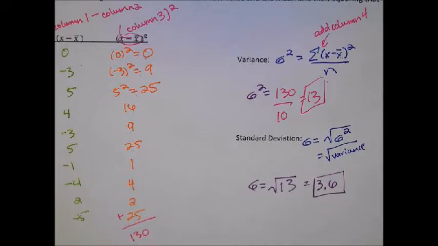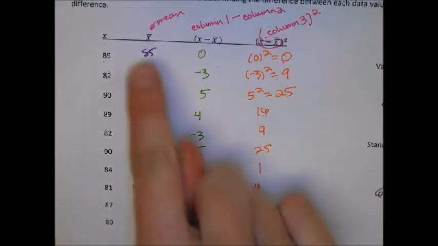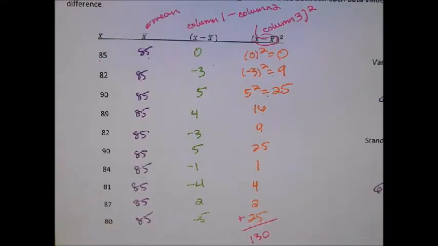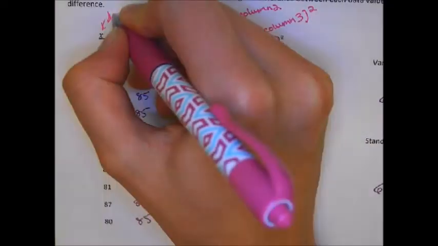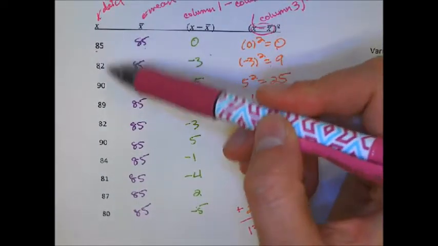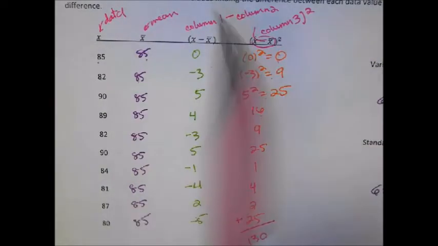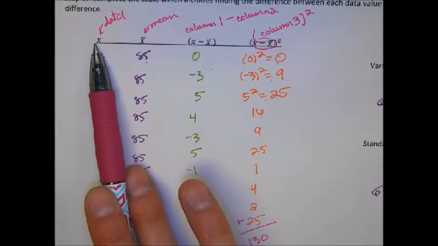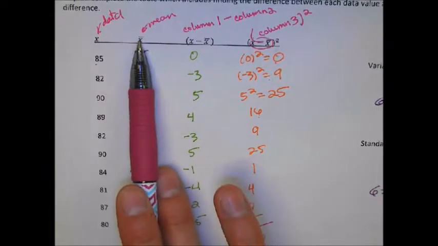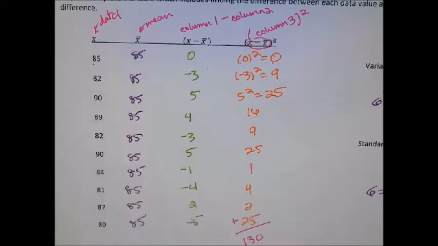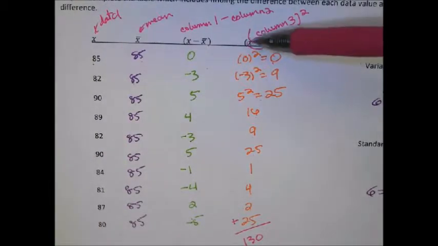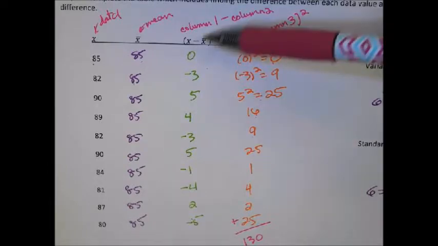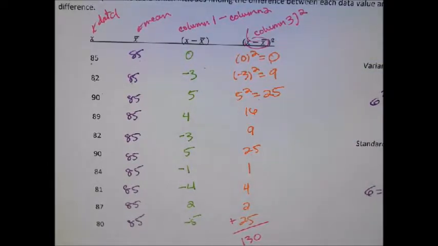So let's kind of go over this again. First column, this is our data. So notice we had our list of data, 85, 82, 90, and we just listed all of it right here, all the way down. Then we have our mean. This is saying I'm doing my x's from column 1 minus my x bar. So column 1 minus column 2. This one says I'm taking that x minus x bar, so I'm taking these numbers and I'm squaring them.